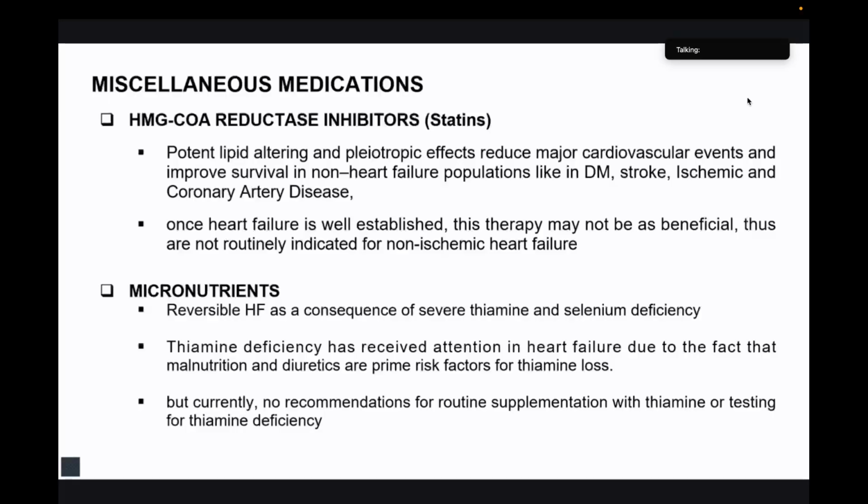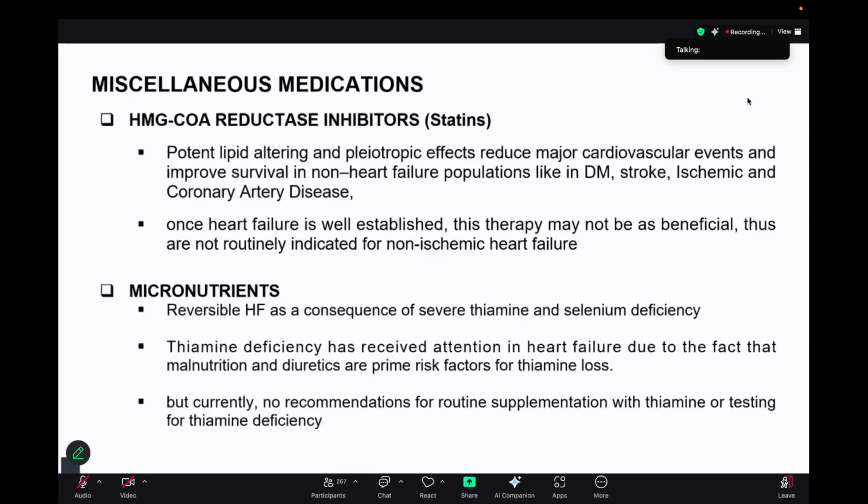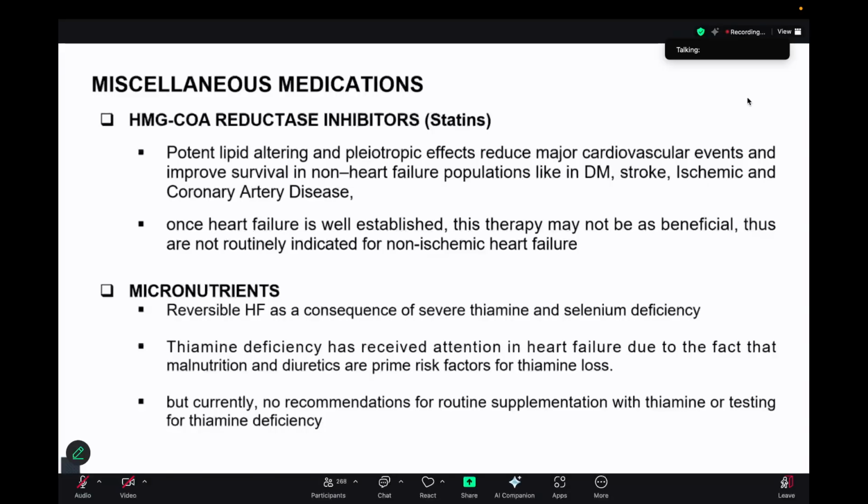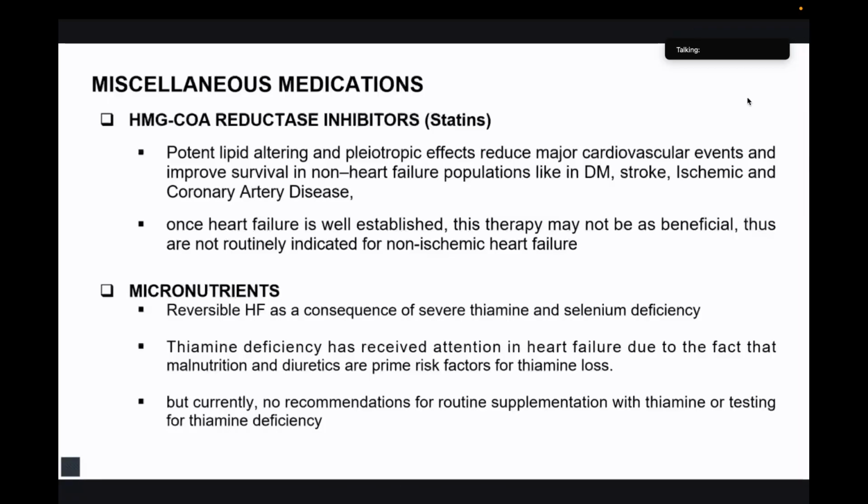Another drug for HFrEF management is your HMG-CoA reductase inhibitors, or your statins. Potent lipid-altering and pleiotropic effects of statins reduce major cardiovascular events and improve survival in non-heart failure populations such as diabetics, post-stroke patients, and patients with coronary artery disease. Once heart failure is well established in the patient, the therapy with statins may not be as beneficial. Thus, statins are not routinely indicated for non-ischemic heart failure.